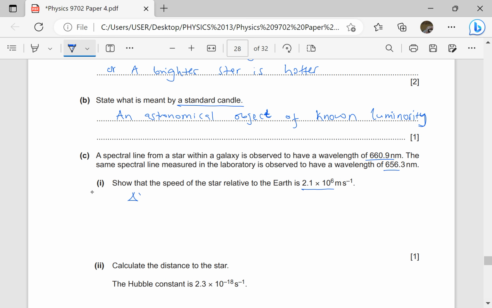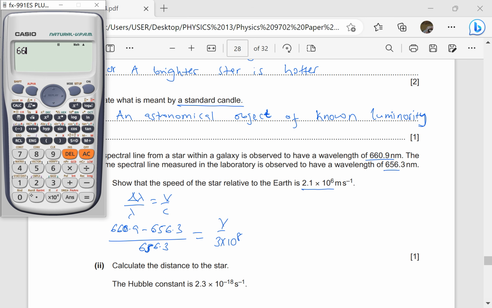So this equation is always given. Delta lambda, the difference in wavelength, divided by lambda is equal to v over c. So the difference in wavelength is 660.9 minus 656.3, divided by the wavelength in the laboratory, which is 656.3. This should always be the wavelength in the laboratory, in the denominator. This is going to be v divided by the speed of light, which is 3 times 10 power 8.